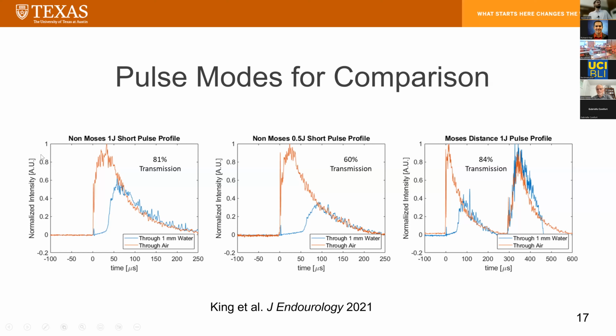So for this traditional pulse, you can see that through a 1 millimeter water case, this first part of the pulse, which began here, is absorbed by the water. And then after some time, the vapor bubble forms and it's able to transmit. Where here for the Moses distance, part of the first pulse is absorbed by the water, where the second pulse is transmitted. And we found slightly higher transmission for the Moses distance pulse, 84% versus 81% for the traditional pulse.